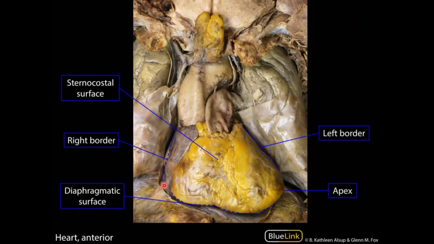And then here you have the inferior border. Inferior border will be over there, now separating the sternocostal surface from the diaphragmatic surface, the surface which lies on the central tendon of the diaphragm. So that's the inferior border.